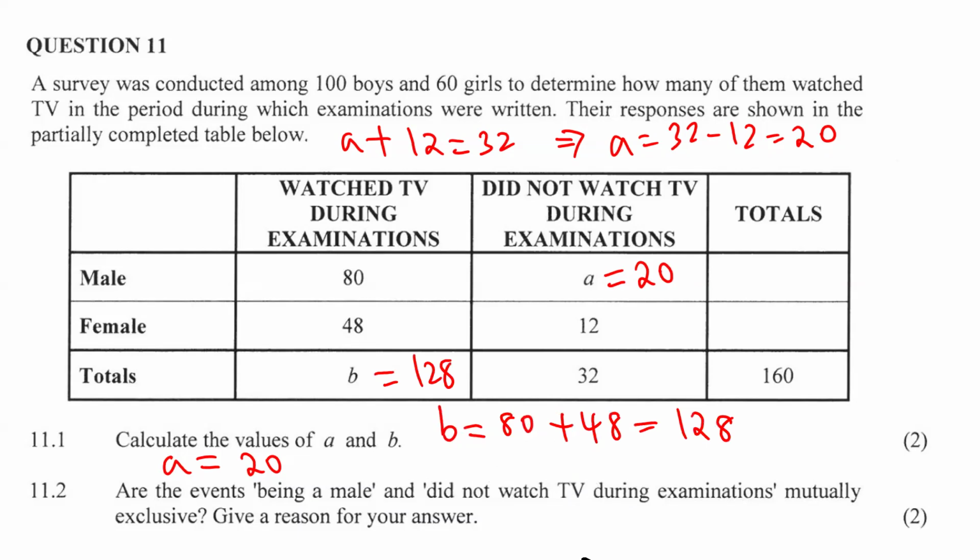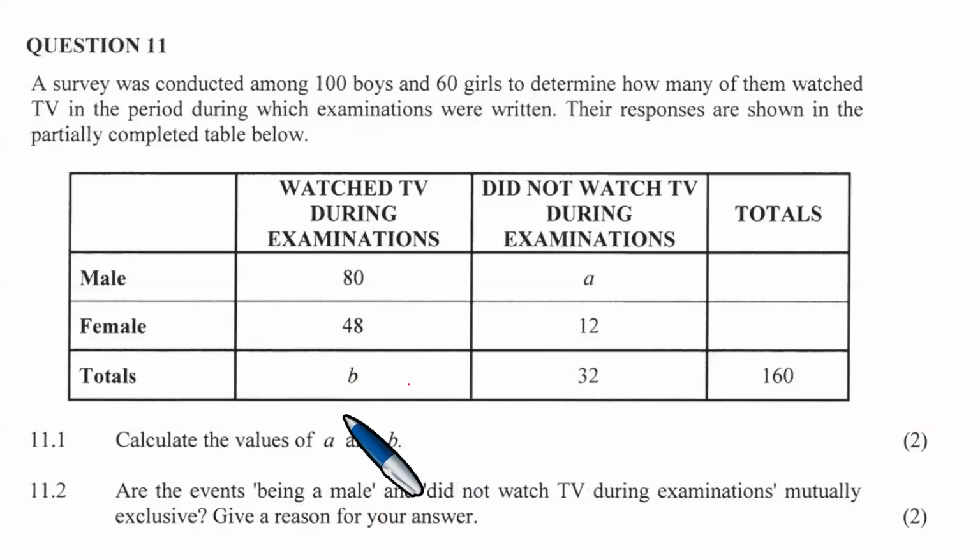And then let us move to the next question. I want to see what you're going to do. Okay, we got A is 20 and B is 128. We got that A is 20. We got that B is 128. Calculate the values of A and B.